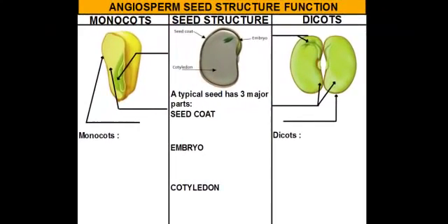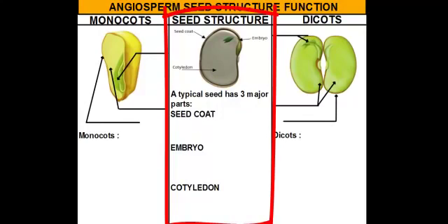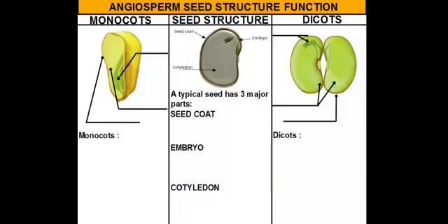So first off, I would just want to concentrate on the middle section here labeled seed structure. This is what a typical seed looks like to you and I that we normally think about when we look at and think about seeds. However, you can see that monocots here on the left have a much different look than dicots here on the right. But they do have the same structures in them.